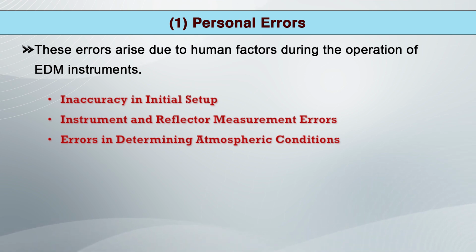The third type of personal error is error in determining atmospheric conditions. Incorrect determination of atmospheric conditions such as temperature and pressure can lead to inaccuracies. EDM devices often require input about these conditions to correct the atmospheric effect on signal propagation.